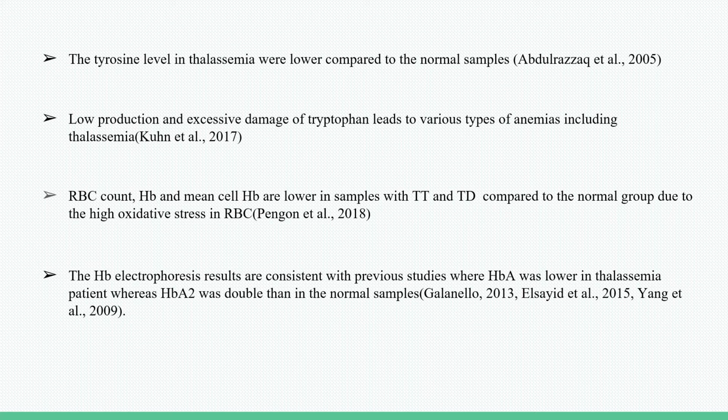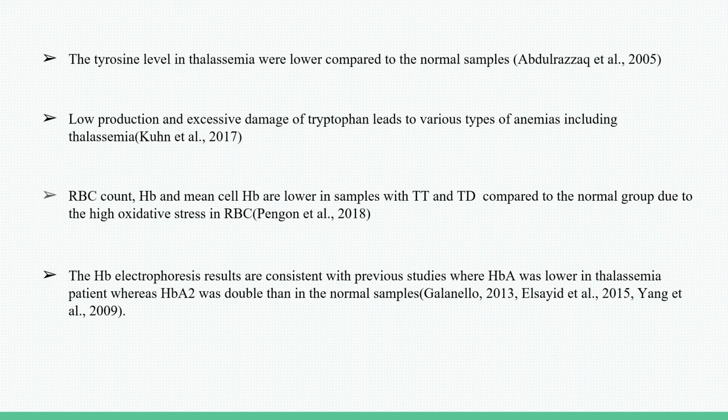On the other hand, while analyzing the conventional technique results, the parameters like red blood cell count, hemoglobin, and mean cell hemoglobin were lower in samples with thalassemia trait TT and thalassemia disease TD compared to the normal group, which is also supported by earlier studies done by Pengun et al., which is due to the high oxidative stress in red blood cells that also increases the rate of decay in thalassemia, resulting in short supply of oxygen.